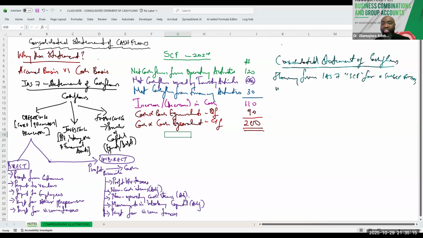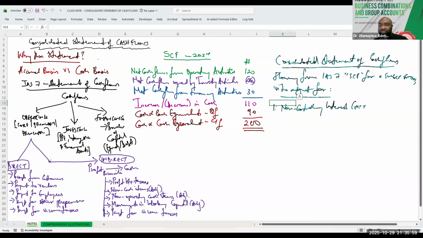What we then do is to adjust for certain items. Okay, and these items are items that are peculiar to group accounts and investment in associates and joint venture. And what are they? One, we need to deal with non-controlling interest.